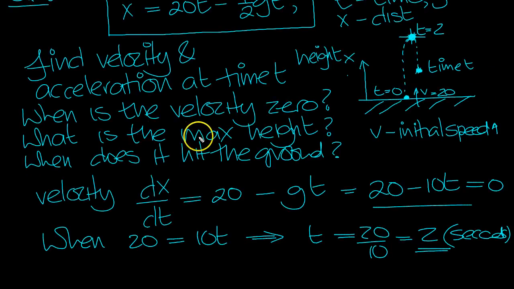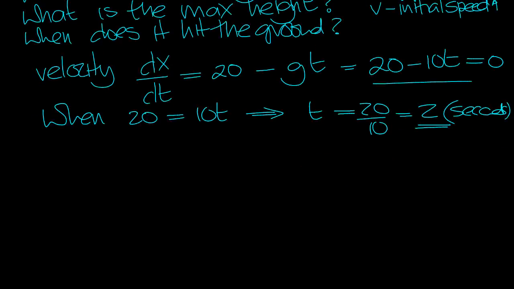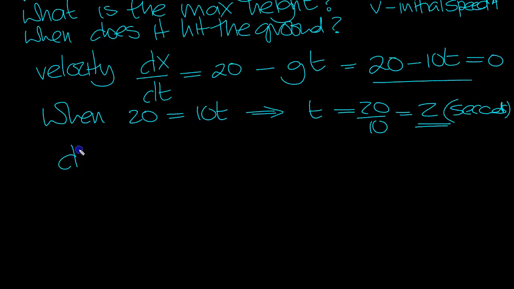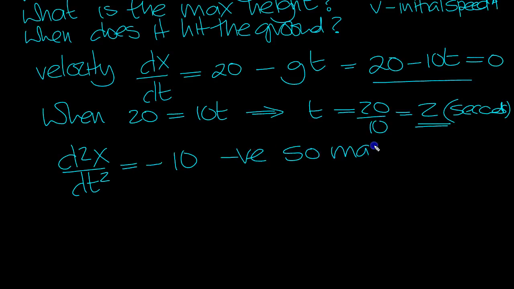So what is the maximum height? Well, let's just get the second derivative to confirm that this is a maximum. So d2x by dt squared equals, differentiate this, constant goes to 0, t goes to 1, it's minus g, which is minus 10, which is negative. So max when t is 2, isn't it? Because it's always negative, so it's going to be negative when t is 2, and that gives a maximum.